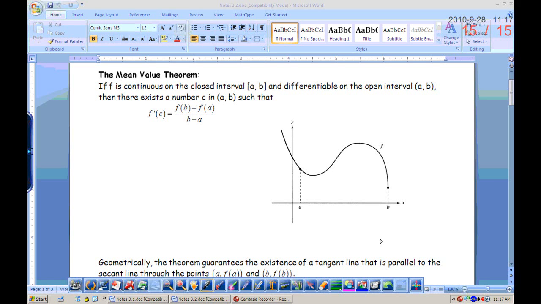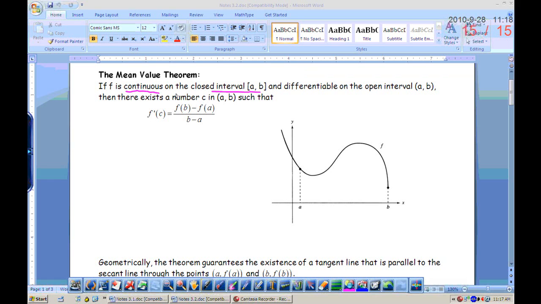The mean value theorem will come up at least once a week from here until the AP exam. So this is a very important theorem. First off, f must be continuous on a closed interval. And it must be differentiable between the endpoints. It's okay if it's not differentiable at an endpoint, but everywhere between the two endpoints it has to be differentiable, meaning we could have no cusps or vertical tangents in between the endpoints.